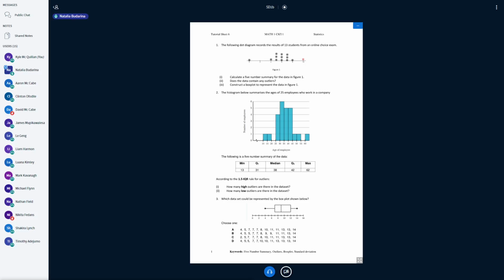Morning. Please let me know what is the minimum, what is the maximum for the set in the figure 1. You can see dots on the figure 1 and tell me please, what is the minimum, what is the maximum?